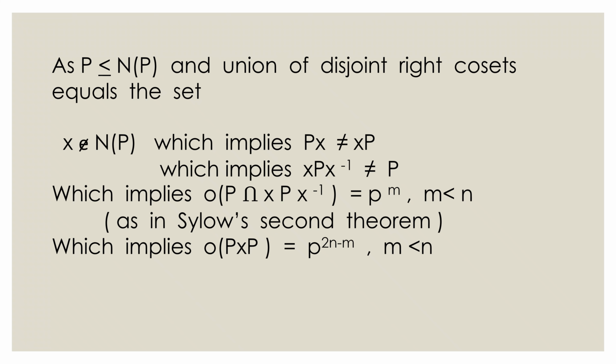As P is less than or equal to the normalizer of P, and the union of disjoint right cosets equals the set. x does not belong to the normalizer of P, which implies Px is not equal to xP, which implies xPx inverse is not equal to P, which implies the order of P intersection xPx inverse is equal to p power m. Here m is less than n, as in Sylow's second theorem, which implies the order of PxP is equal to p power 2n minus m. Here m is less than n.